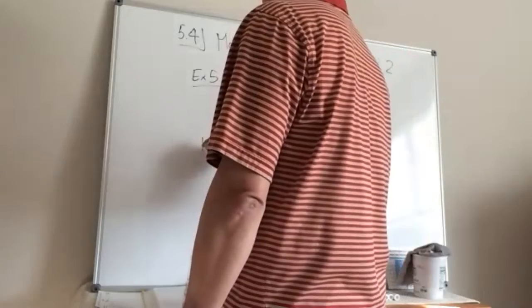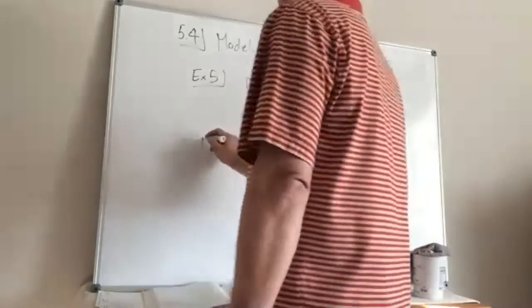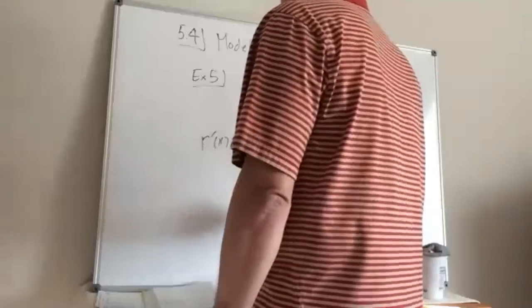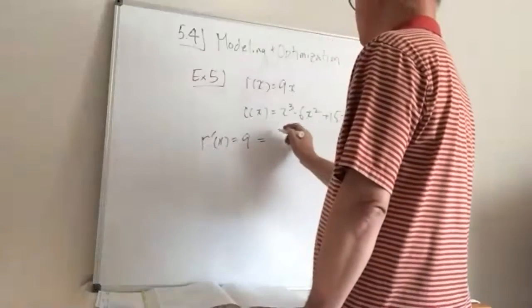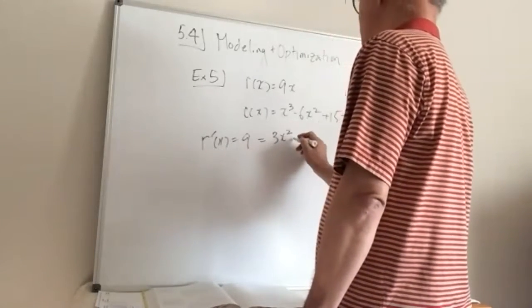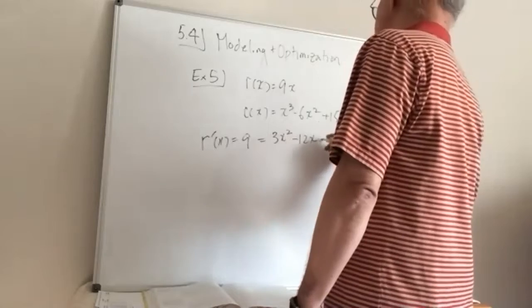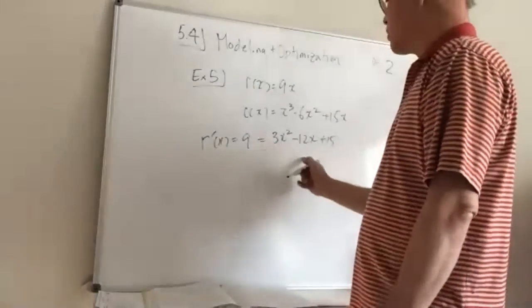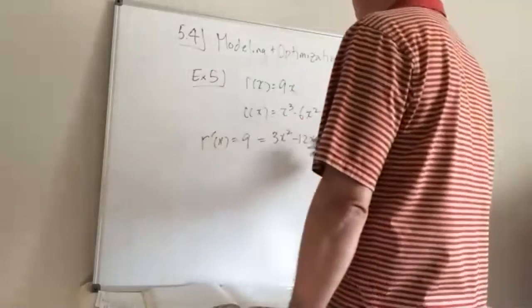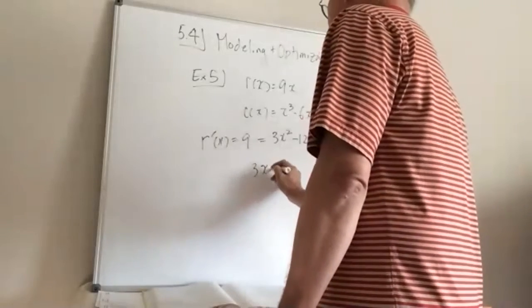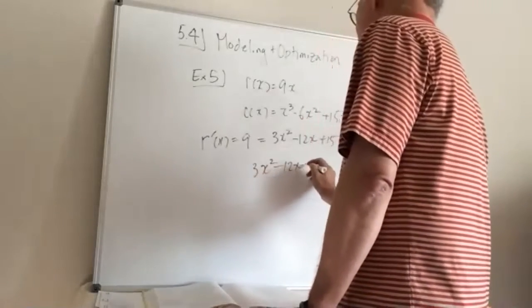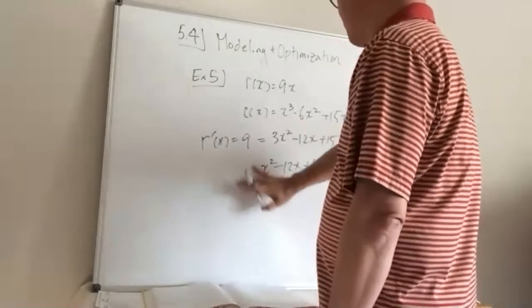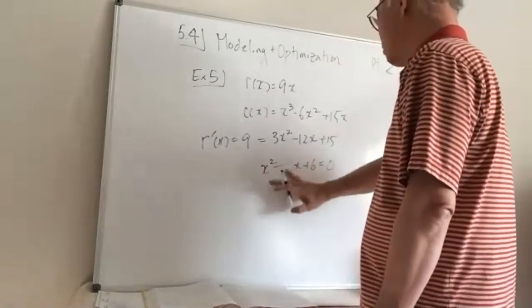So R prime of x is going to be equal to 9, where C prime is going to be equal to 3x squared minus 12x plus 15. So you can set these equal to each other and see if we can find that. So I can move the 9 over. 3x squared minus 12x plus 6 is equal to 0. So if I divide everything by 3, I get x squared minus 4x plus 2.